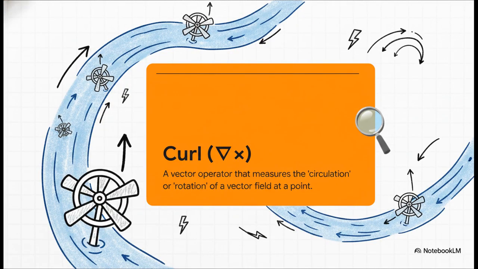All right, next up is curl, and we're going to stick with our water analogy here. Imagine you drop a tiny little paddle wheel into the stream right at one specific point. Now, if the water flowing past makes that paddle wheel spin, boom, the field has a non-zero curl right there. And the curl itself is a vector. Its length tells you how fast the wheel is spinning, and its direction points along the axis of that spin. It's basically a measure of the local swirl in the field.